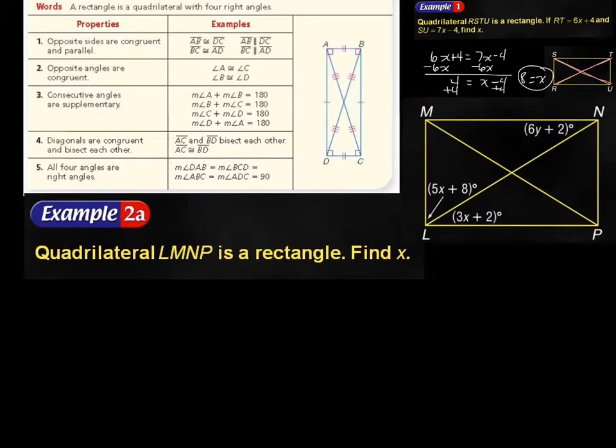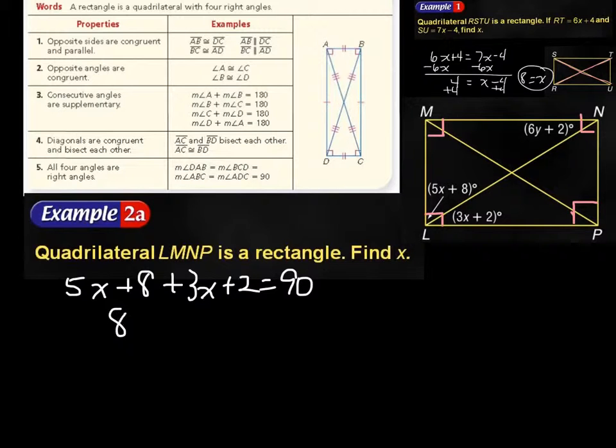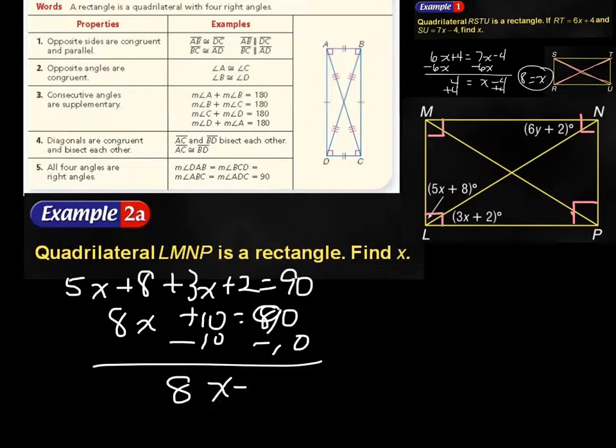For the next example, if we know we're starting with a rectangle, we know that all of our angles are right angles. So when we go to find x, 5x plus 8 plus 3x plus 2 must add up to 90. We don't know that it bisects the angle this time, but the sum should be 90. So 8x plus 10, combining like terms, equals 90. Subtract 10 from both sides. There's my 80. 8x equals 80.